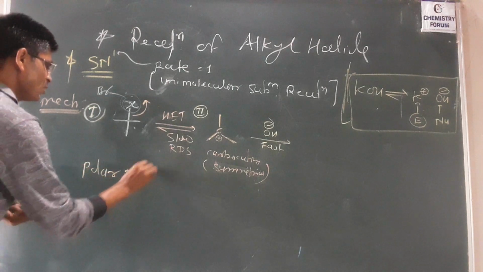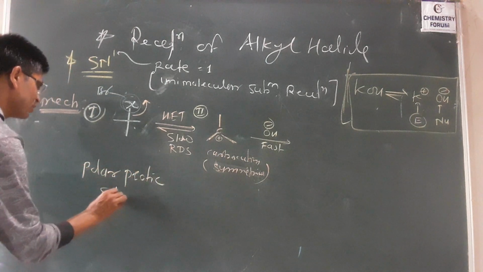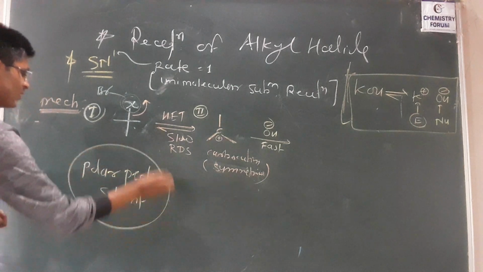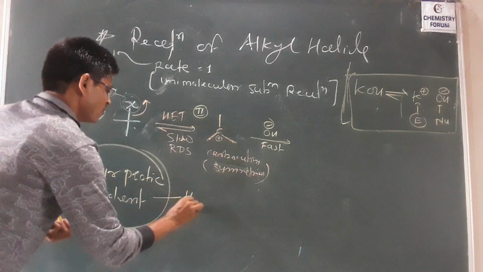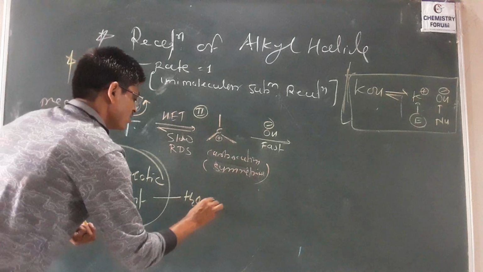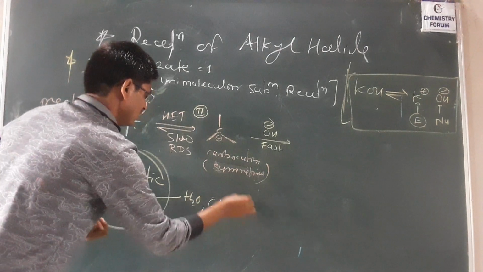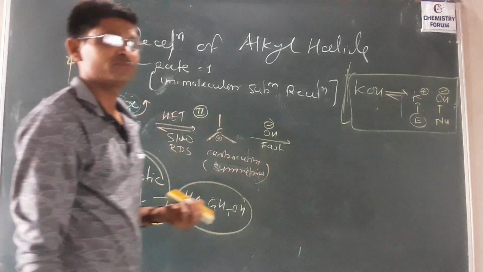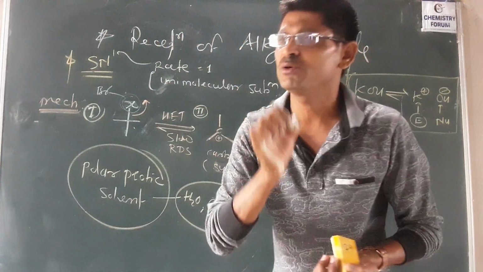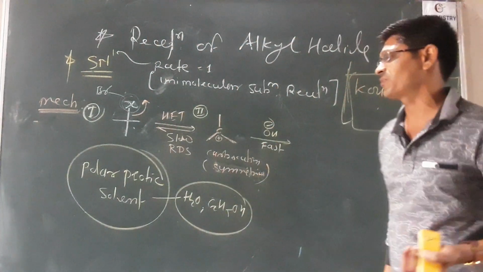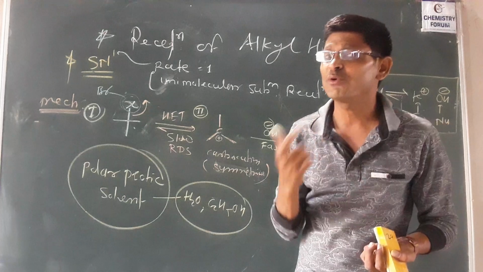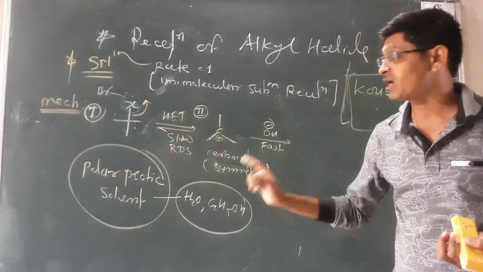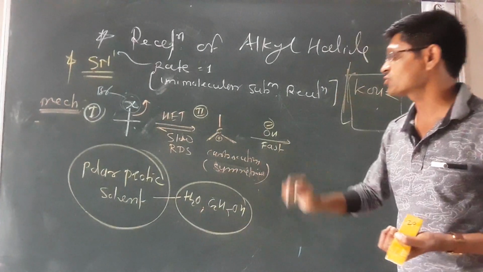Polar protic solvent. यहाँ पे हम polar protic solvent यूज करते हैं रिएक्शन में. Polar protic solvent कौन सा है? वाटर. Again what? C2H5OH. ये याद रखना है. Polar protic solvents are used in SN1 types of the reaction. SN2 में polar aprotic यूज करते हैं, DCM, DMSO. लेकिन यहाँ पे polar protic solvent are used.